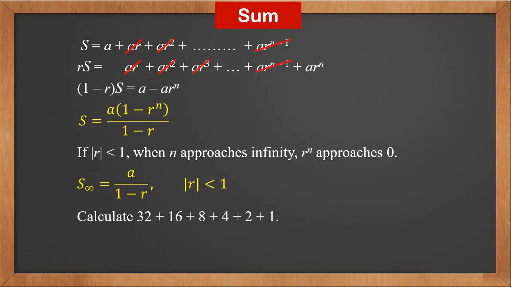Let's look at an example. Calculate 32 plus 16 plus 8 plus 4 plus 2 plus 1. This is the sum of a GP. A is 32. R is half. N is 6. Using the formula, we get the sum as 32 times 1 minus half to 6, over 1 minus half. This is 63.